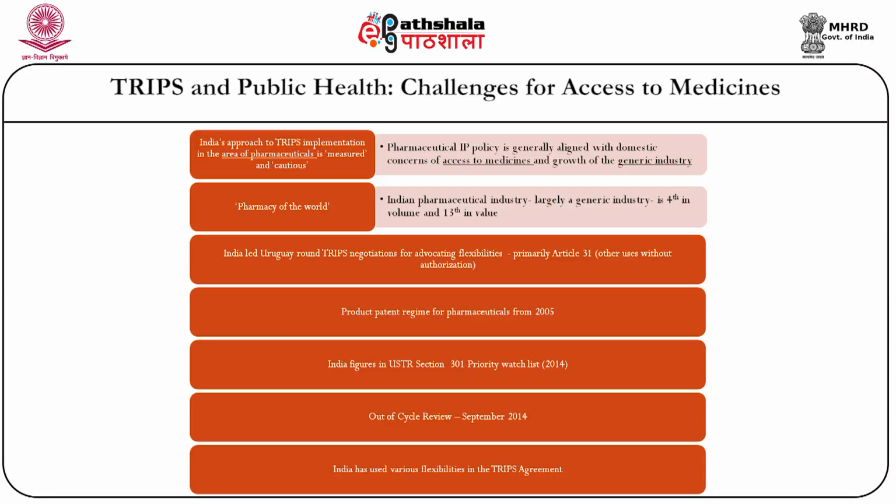It is 4th in terms of volume and 13th in terms of value. It is also important to note, considering that there is a background of pharmaceutical industry and India's concerns for access to medicines, India led the Uruguay round by specifically requesting other negotiating partners to agree on compulsory licenses. Specifically, Article 31 was negotiated by India along with the support of other WTO member countries.